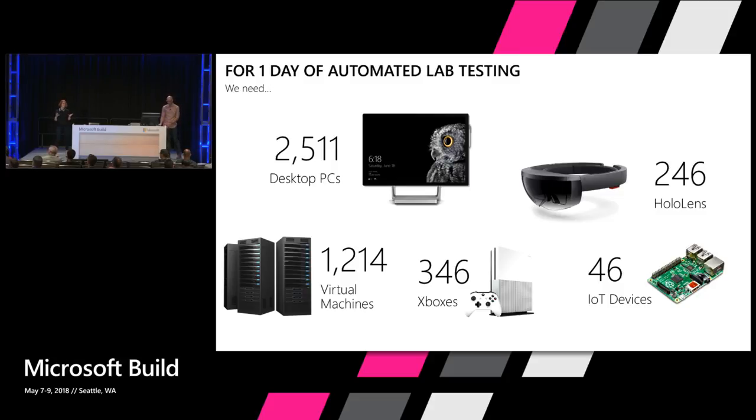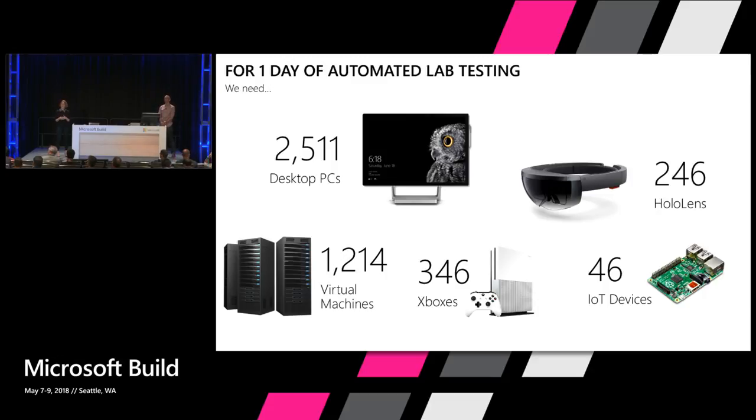Automated lab testing helps us with the first. The first is all about, does it boot? Does it boot on all these form factors? Does it boot the way we need it to? Can we spot issues early in the cycle? To do that, another slide on bigness. We have a lot of hardware that runs in our lab for 1 day of testing. So for 1 day of testing, we have 250 HoloLenses and 2,500 desktop PCs, 1,200 virtual machines that crank through the automated lab testing. That's big.